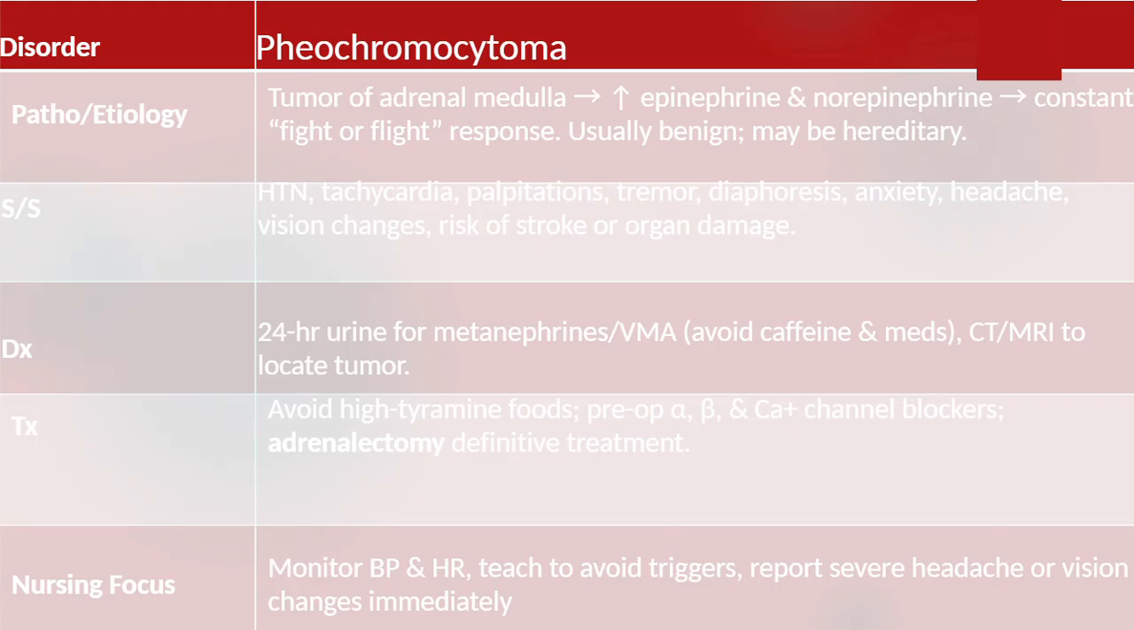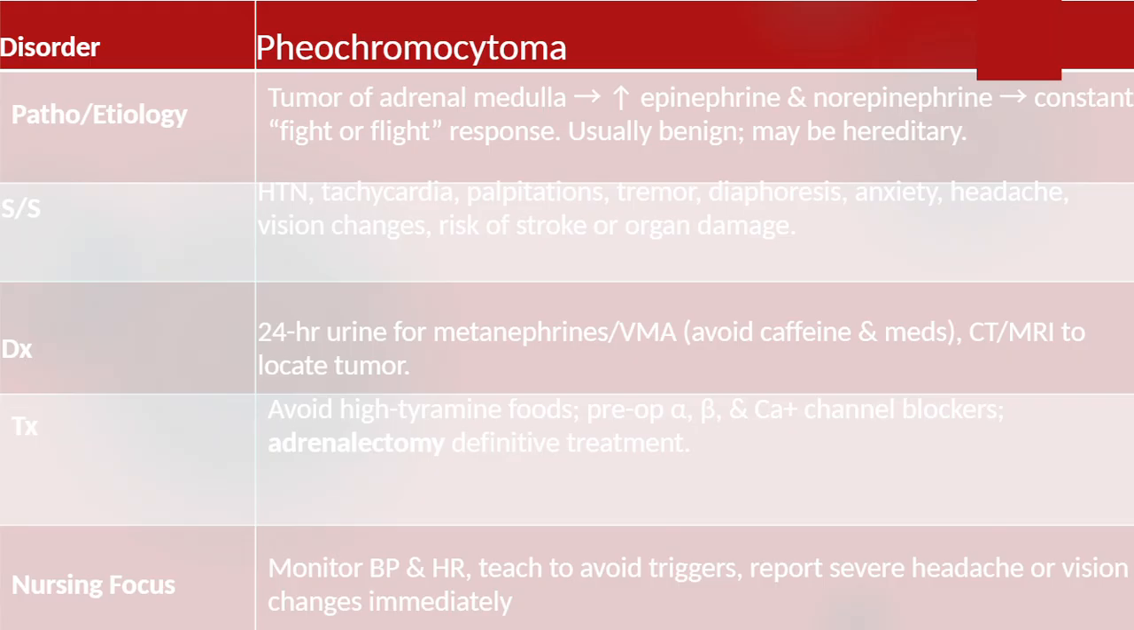A pheochromocytoma is a tumor of the adrenal medulla that causes excessive secretion of epinephrine and norepinephrine. Most of these tumors are benign, but the hormones they release can be very dangerous if untreated. The excess catecholamines cause the body to stay in a constant state of stress, even when no danger is present. The cause of most pheochromocytomas is unknown, but about 1/3 of cases are hereditary. They may run in families or occur as part of genetic syndromes such as multiple endocrine neoplasia type 2, MEN2.